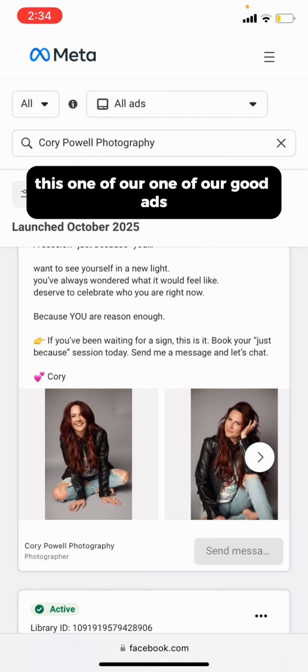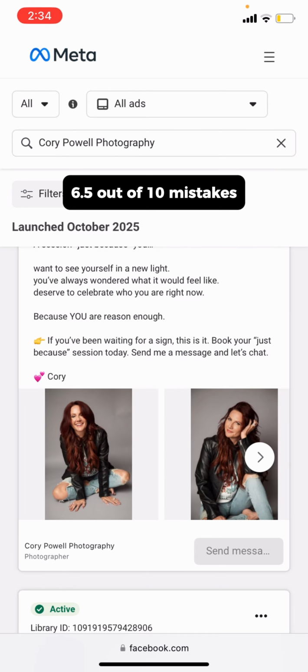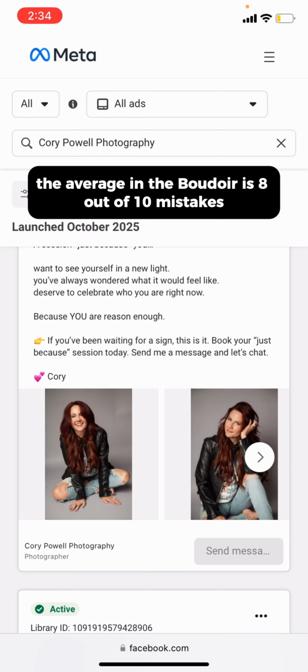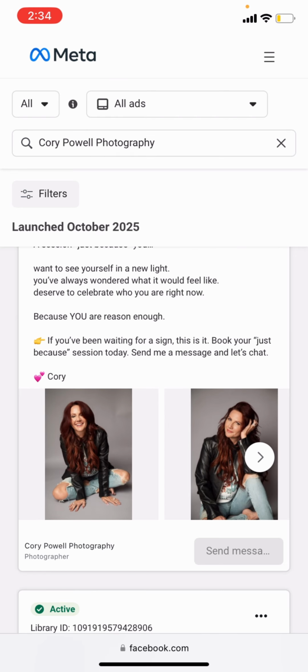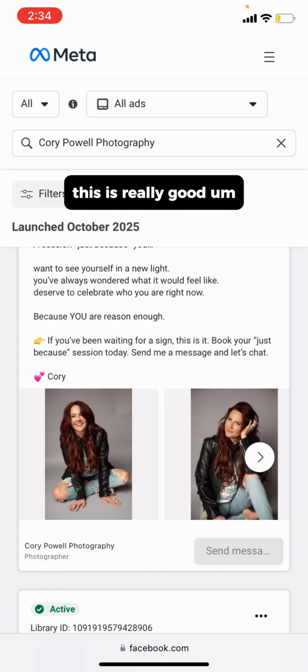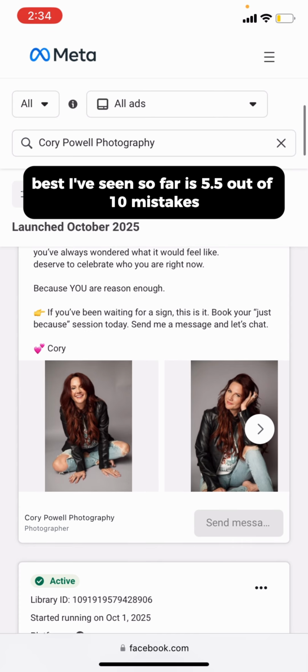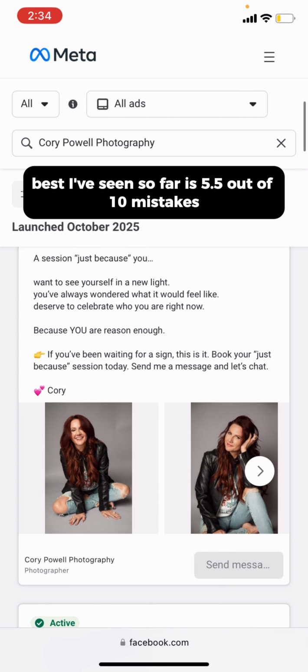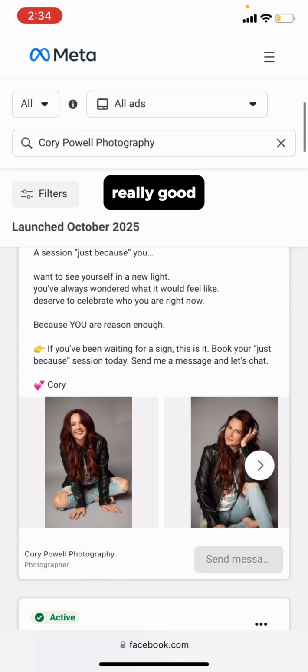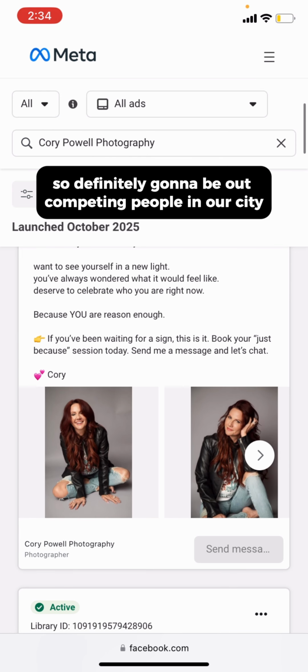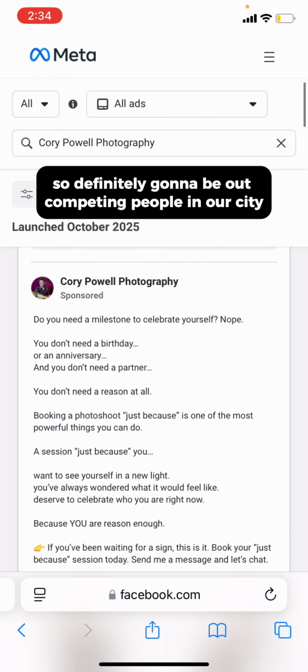Hey, this is one of our good ads. 6.5 out of 10 mistakes. The average in the boudoir industry is 8 out of 10 mistakes. So hey, this is really good. Best I've seen so far is 5.5 out of 10 mistakes. I think 2 or 3 people have gotten that. So 6.5, really, really good. So definitely going to be out competing people in our city, which is awesome.